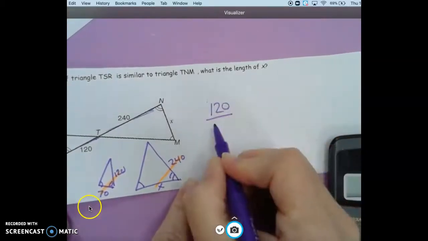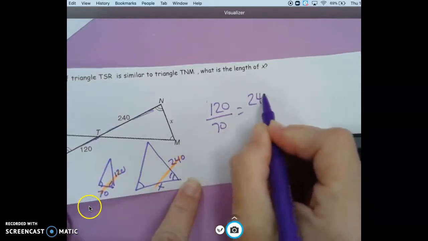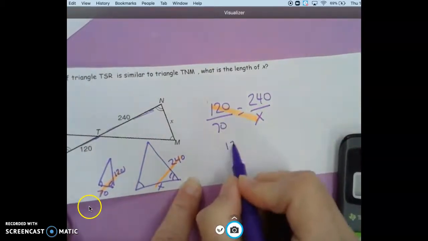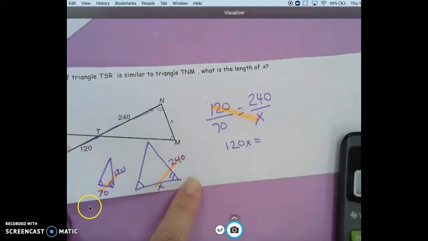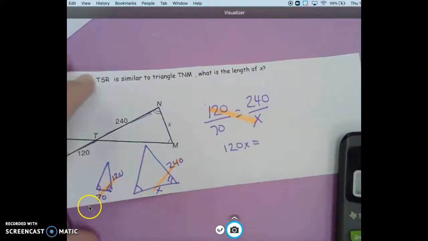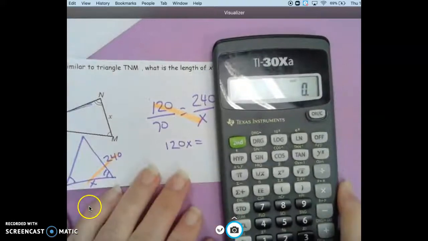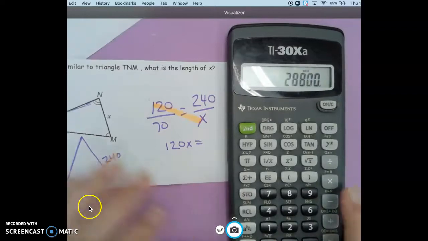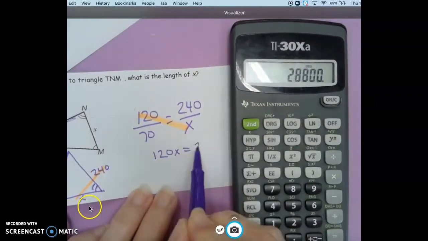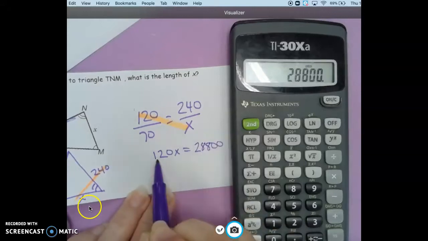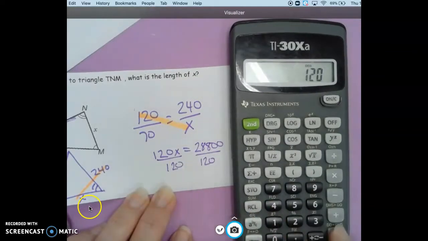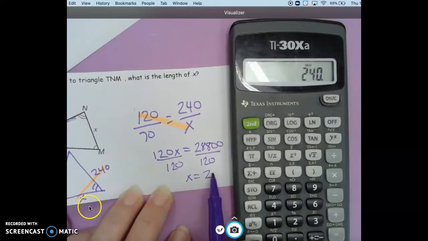So 120 over 70 and 240 over x. I'm going to go straight to my variable. So we get 120x and then 70 times 240. It's no harder. I'm just going to have bigger numbers. So 120 times 240 gives me 28,800. And then divide by 120. And x equals 240.